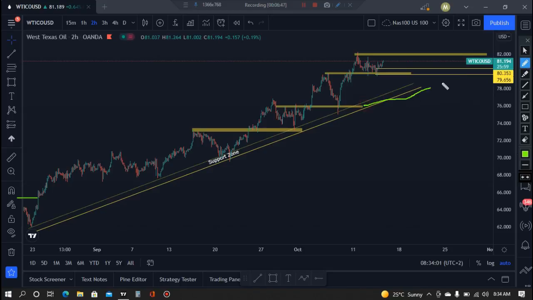Then we can say, okay, now the market has broken that. Now maybe it's time for the market to push lower. But at the moment, the market is still pushing up.